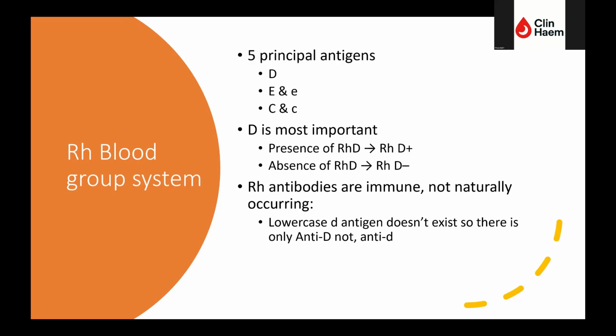And just to note, a small lowercase d antigen doesn't exist, so a person would either have the capital D antigen or lack the D antigen, but they can have a capital E or a small e. Those are antigens opposite to each other, but there's nothing complementary to D.